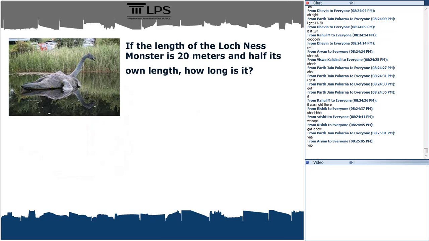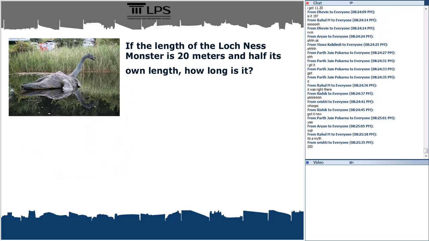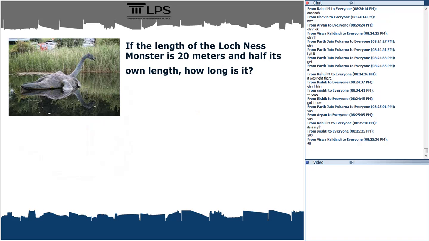Okay. If the length of a Loch Ness monster, I have given a picture of a Loch Ness monster so that there's no confusion, it's like a dinosaur, is 20 meters. Yes, it's a myth. Very good, Rahul. A Loch Ness monster is a myth. If the length of the Loch Ness monster is 20 meters and half its own length, how long is it? How long is the monster?